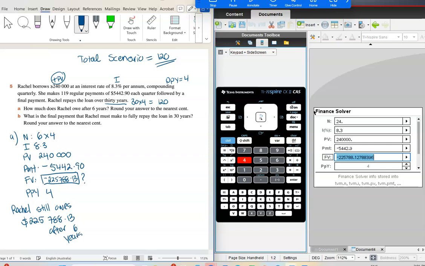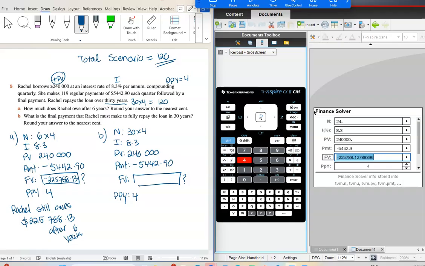Okay, and then it says what is the final payment. So B is what is the final payment. So I've told you when we want to do final payments, we're going to go to the end of the scenario and we're going to find out what FV is and we'll adjust accordingly. Okay, so PPY, that hasn't changed. Now, the end of the scenario was 30 times 4 or 120. 8.3, all of this was still the same. And we still put this.